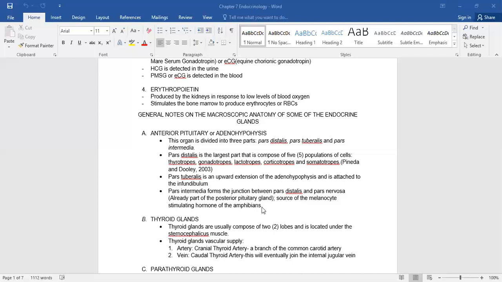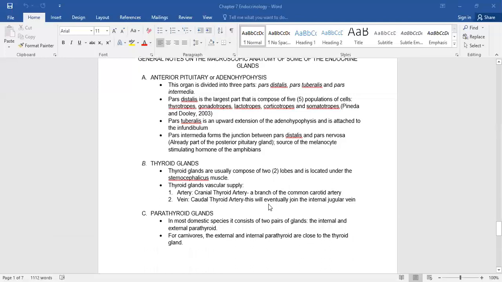The thyroid glands are usually composed of 2 lobes and are located under the sternocephalicus muscle. The thyroid gland's vascular supply is the cranial thyroid artery, which is a branch of the common carotid artery. The carotid artery happens to be the one that supplies arterial, oxygenated blood to the brain. And its main vein is the caudal thyroid vein. This will eventually join the internal jugular vein.